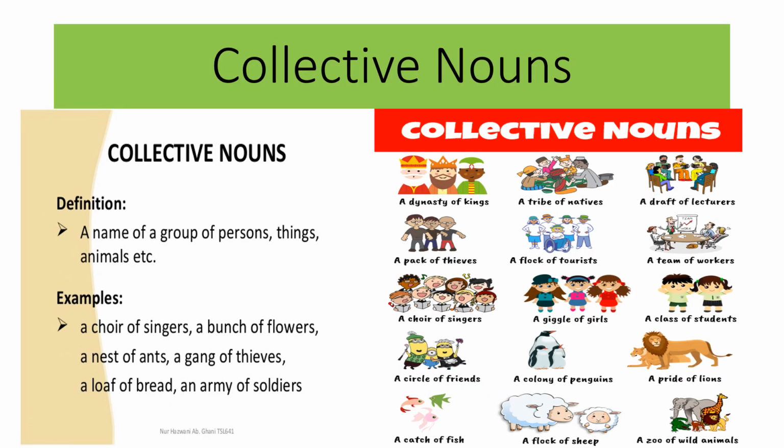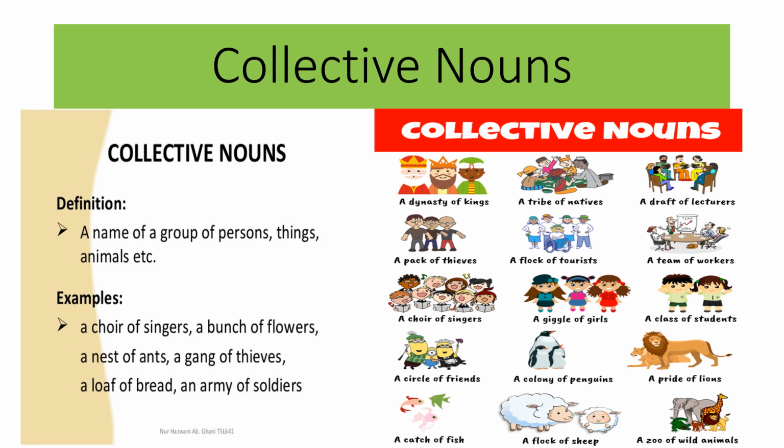Let's see what collective nouns are. Collective nouns are a name of a group of persons, things, animals, etc. Examples of collective nouns are a choir of singers, a bunch of flowers, a nest of ants, a gang of thieves, a loaf of bread, an army of soldiers.